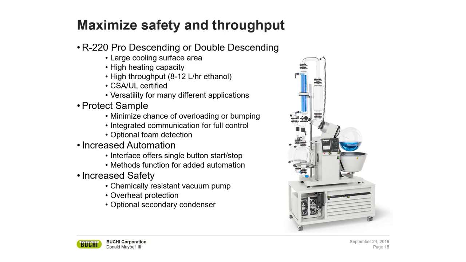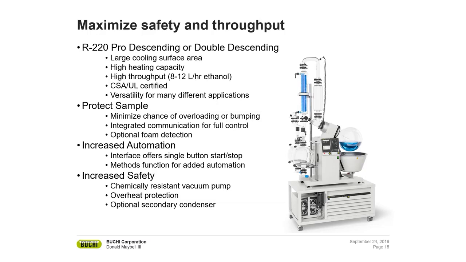Next is protecting your sample. One of the good things, like I mentioned before, is that optional foam sensor. We've designed the system to minimize overloading and bumping, so there is proper vapor flow through the instrument. A good flow path of the vapors gives you very good condensation and really maximizes throughput while still protecting your sample.